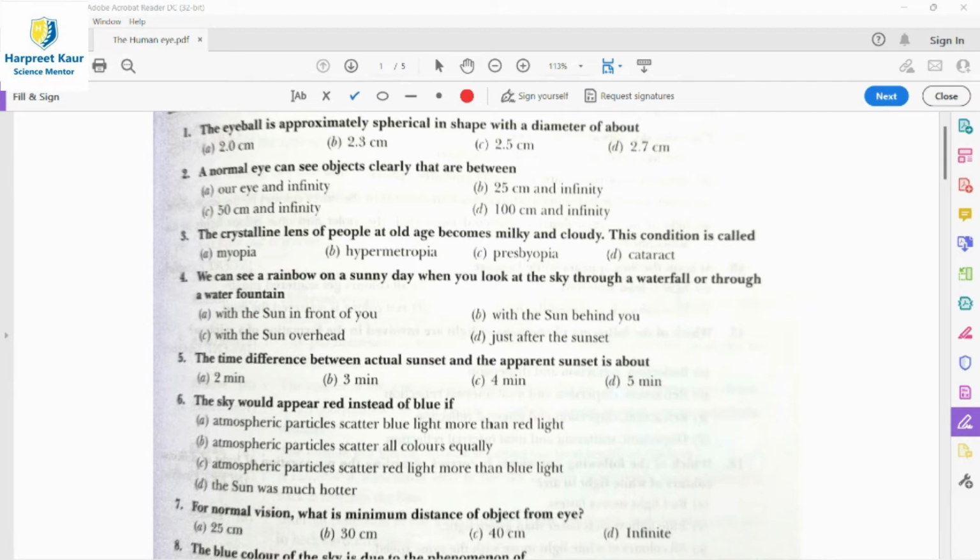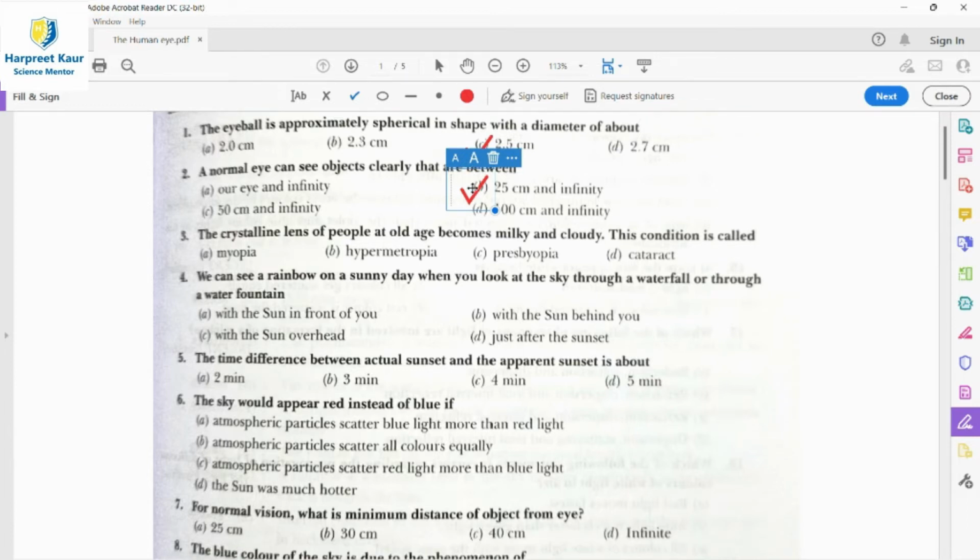So let's start with the first MCQ. The eyeball is approximately spherical in shape with a diameter of about, so the diameter of the eyeball is 2.5 centimeter. Option C is the right answer. Then second question, a normal eye can see objects clearly that are between, it's the B option, 25 centimeter and infinity.